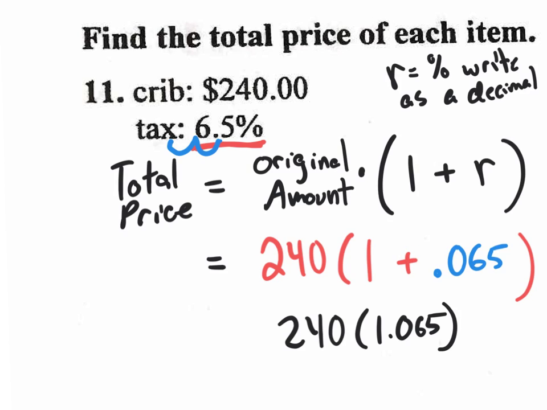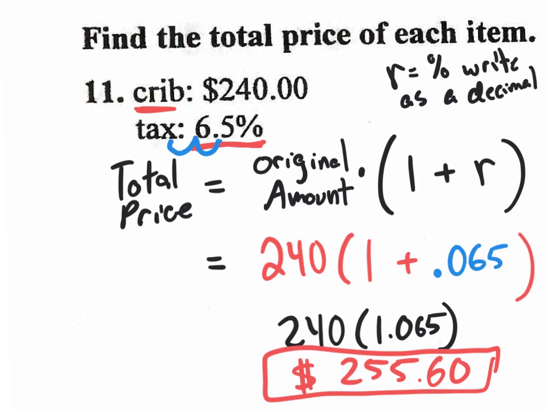So anyways, on the calculator, 240 times 1.065, hit equal, and you will get 255.6. Since we're talking about money, add on a 0. So this is your out the door price for this crib that originally cost $240, but with taxes, it comes out to $255.60.